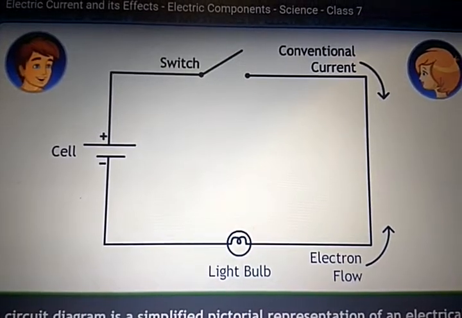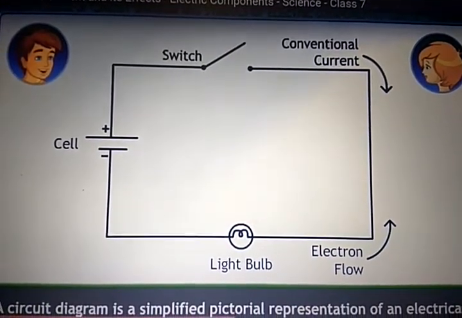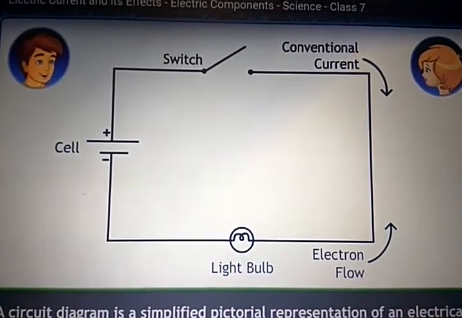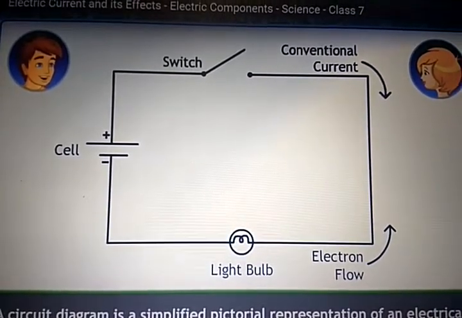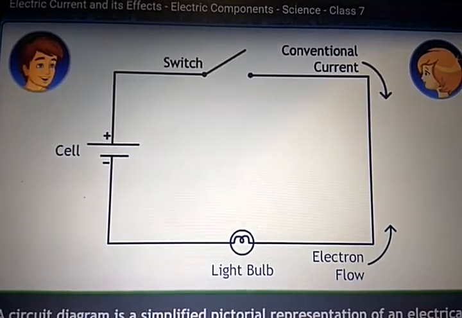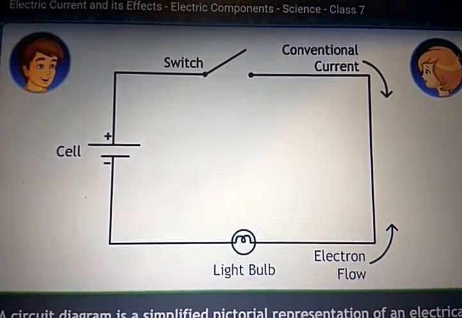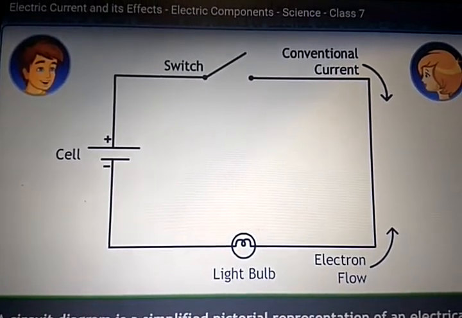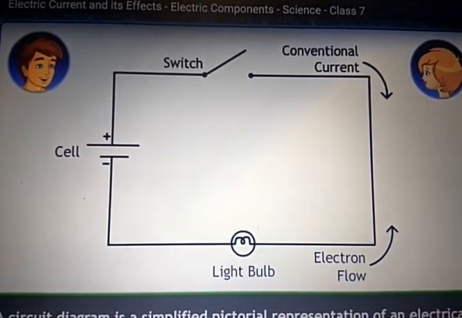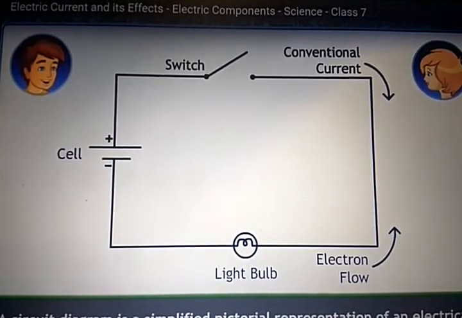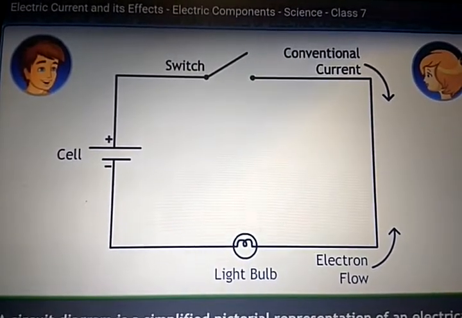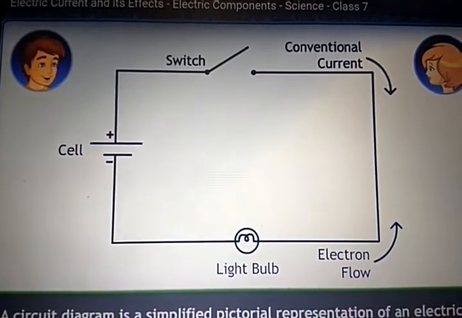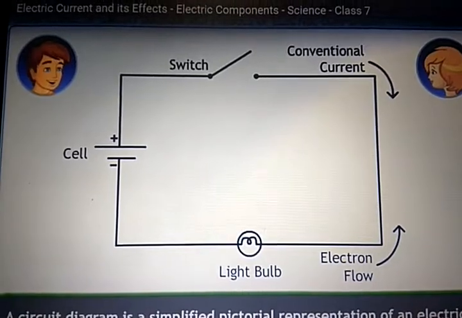Students, you can look at the simple electric circuit diagram that you have studied in your grade 6. Here the cell is there. Plus and minus mean positive terminal and negative terminal. The switch is there. Then the current is moving from positive to negative, right? That is the conventional current, as electrons move from negative to positive. You see the electron flow. Electrons always move from negative to positive. Correct?